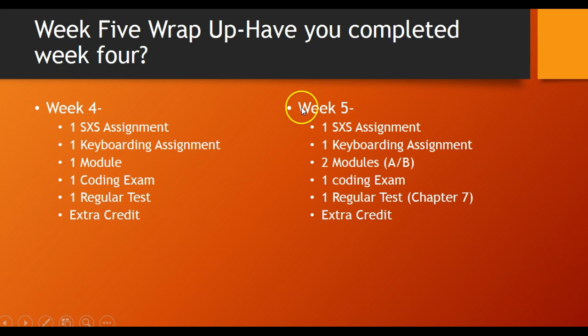In Week 5, by Sunday midnight of this week, you will need to have completed your step-by-step assignment and another free 36-point keyboarding assignment. In Week 5, you'll have 2 modules, one coding exam, one regular test, and extra credit. Make sure you have your checklist together so that you can assure that you have submitted everything that you need to submit. Pay attention to your total points. You want to aim for at least 695 points in this course to put you on target for 70% or better.